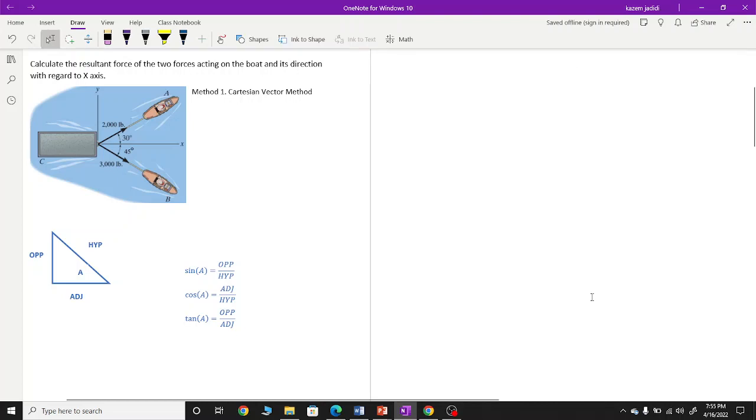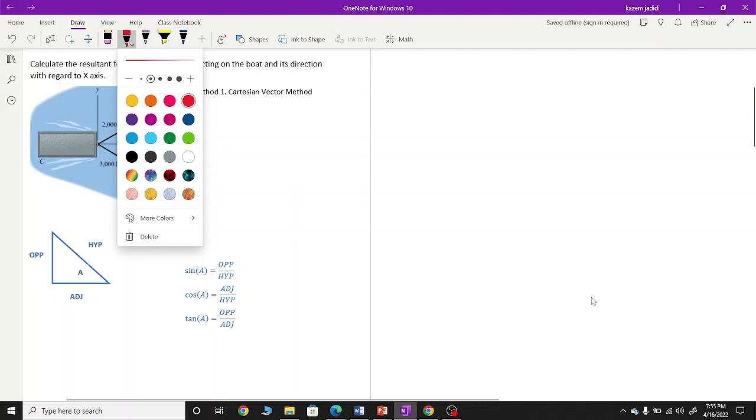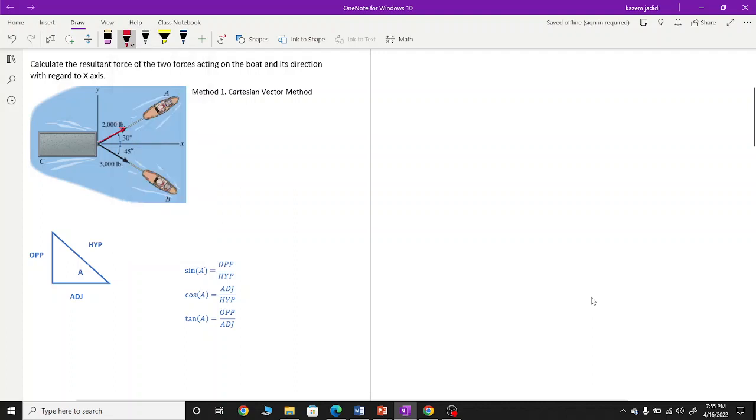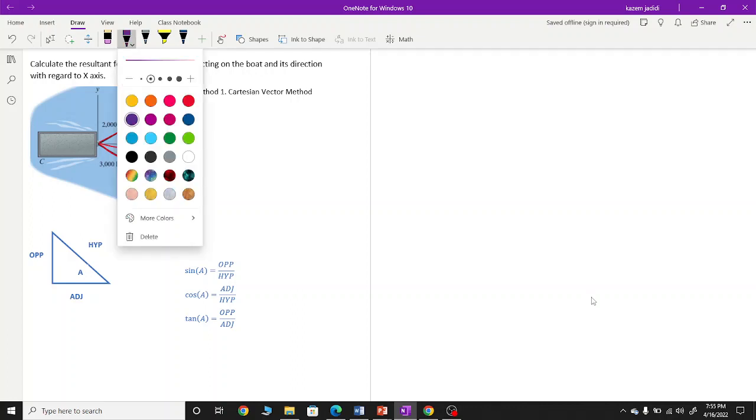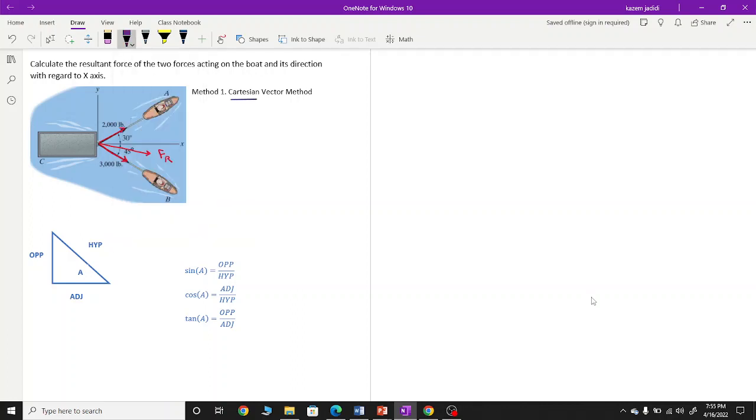Finding the resultant force of the two given forces, Fa and Fb. The resultant force is going to look like this. This is Fr that we are looking for. I'm going to use two methods to solve this. Method one is the Cartesian method.